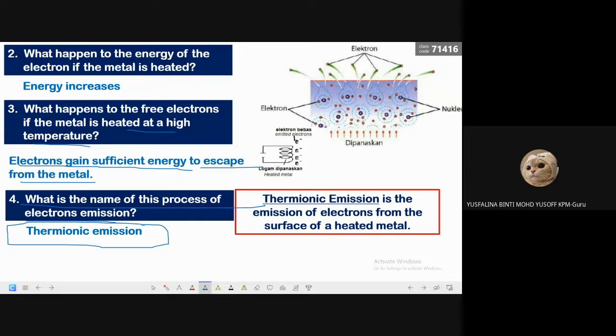So what does it mean by thermionic emissions? Thermionic emission is the emission of electrons from the surface of heated metal. You must have the words heated metal, because the electrons will not be released if there is no energy supplied to them. So if they ask you what does it mean by thermionic emission, this is the meaning: emission of electrons from the surface of heated metal.